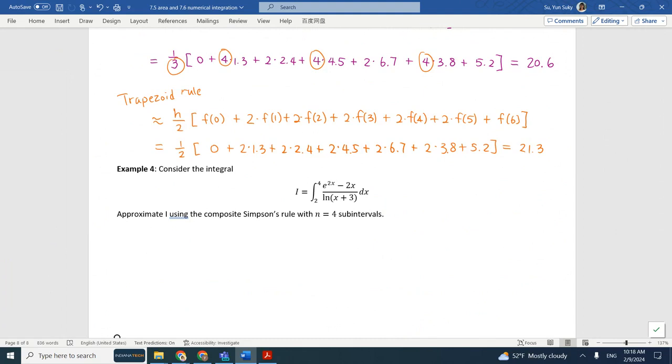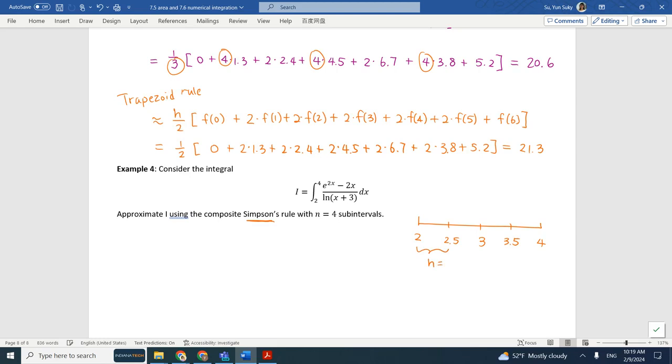Okay, so we want to use Simpson's method. I always suggest you draw the picture of the interval. For the sub-interval, what's the midpoint between 2 and 4? 3. And because we need 4 intervals, we need to cut it again. What's the midpoint between 2 and 3? And between 3 and 4? Yes. So now we have 4 sub-intervals.